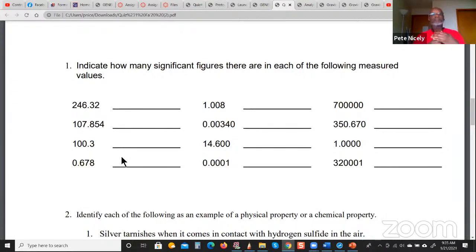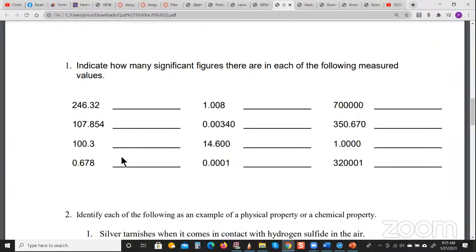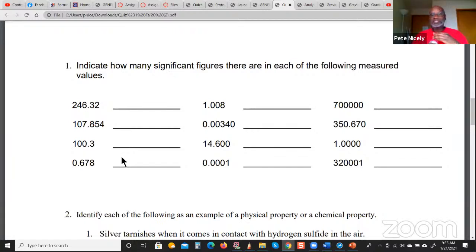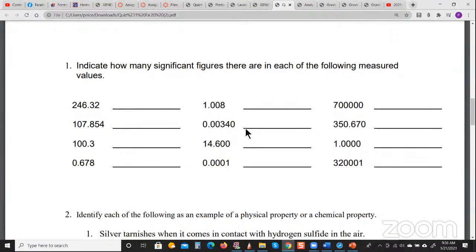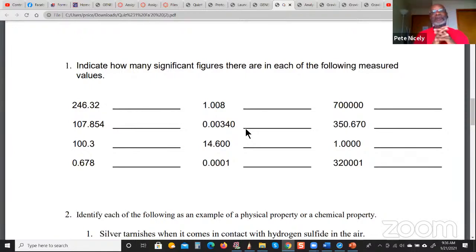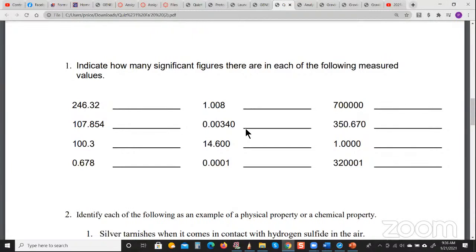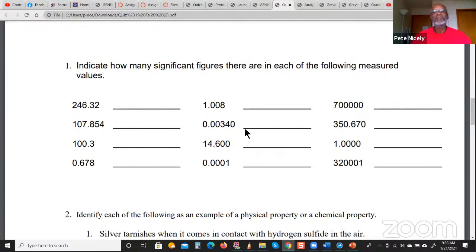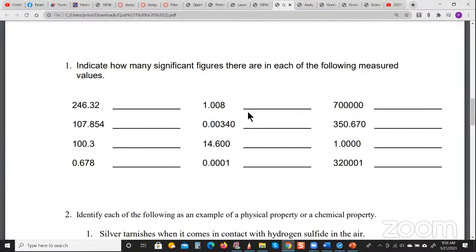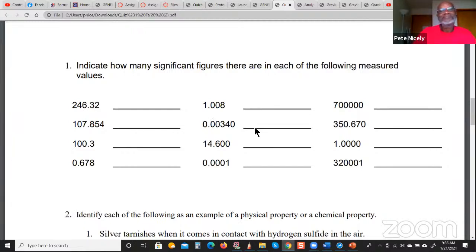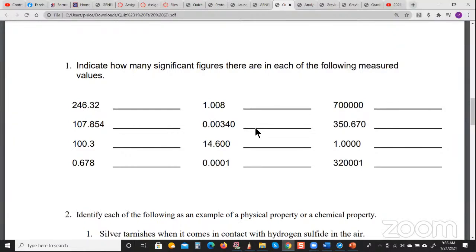Okay, very good. What about this one right here? 107.854. 6. 6, exactly. What about 0.00340? 4. 4? No, I wouldn't say that. Or is it 2? Anybody else? 0.00340. It's not 5, is it? No, not 5. Is it 3 significant figures? 3 significant figures is correct.